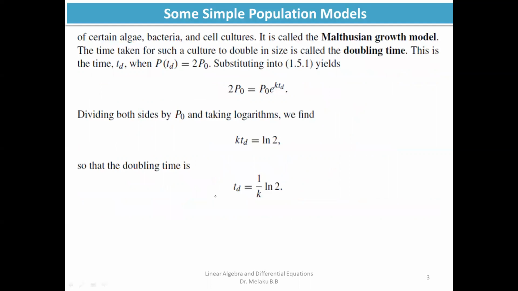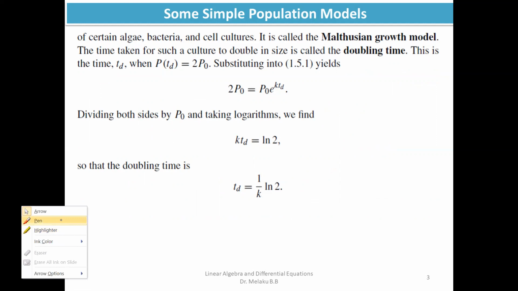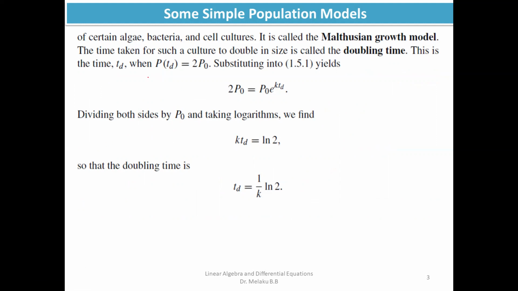This is a simple model, but you may encounter questions like this. It is called the Malthusian growth model, as I told you, and the time taken for such a culture to double in size is called the doubling time. So you may be asked to find the doubling time. The doubling time is the time in which the population doubles in size, and you can denote it by T_D. T is time and D is for double.